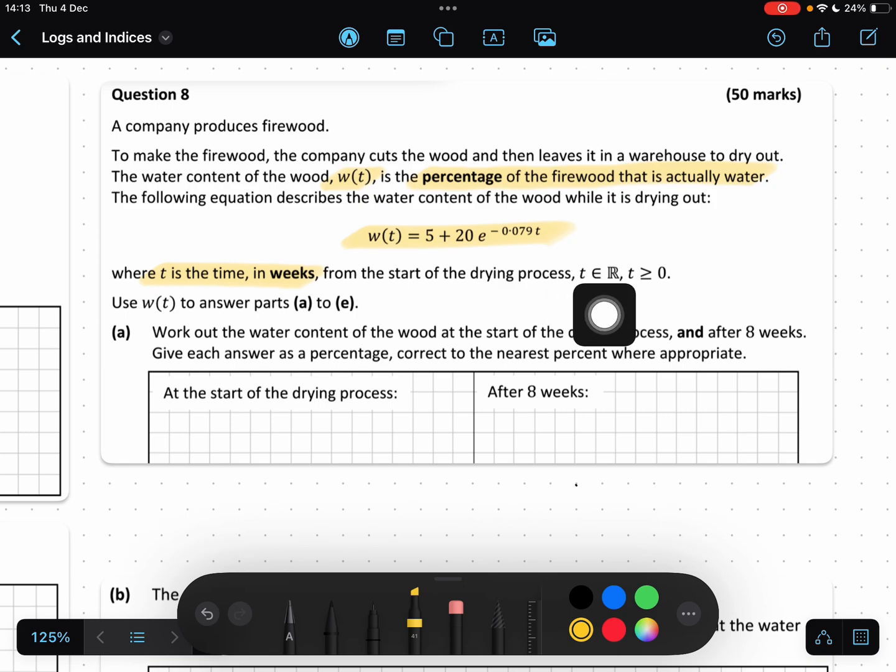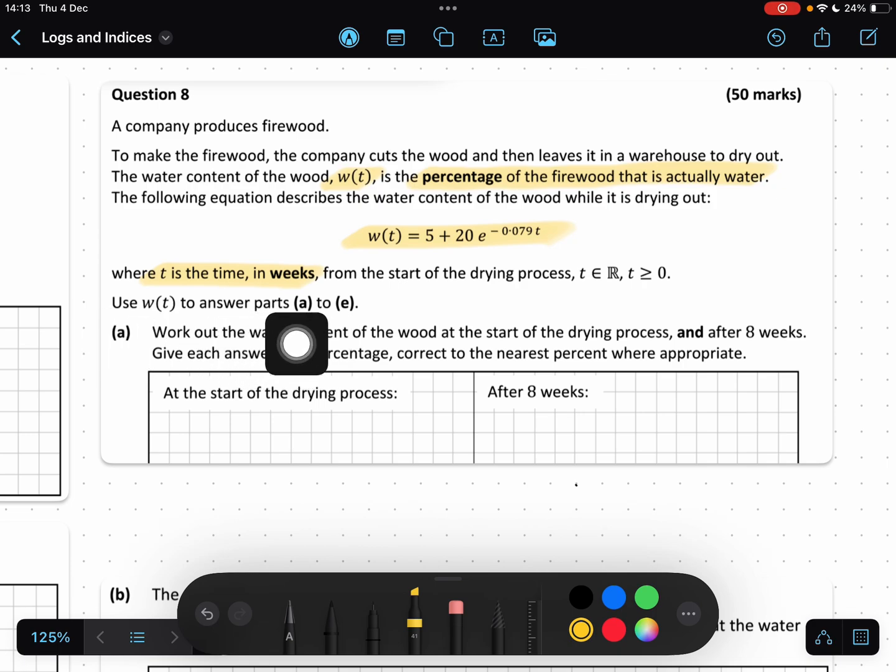It says t is a real number. That's fine, so time doesn't have to go up in full days; we might have parts of days. And it's greater than or equal to 0, so we're just starting from the start and going forward from there. We're never going to go back in time where t is a minus. So use W of T to answer parts A to E.